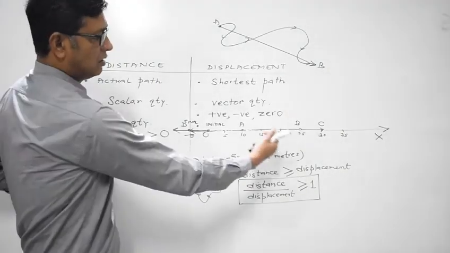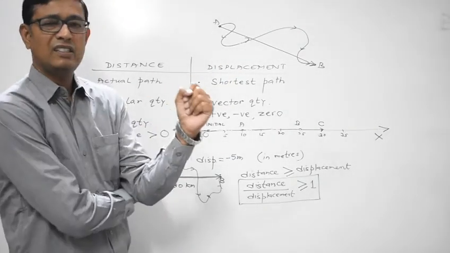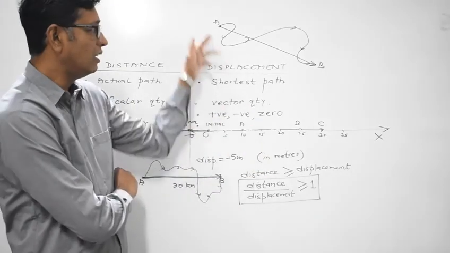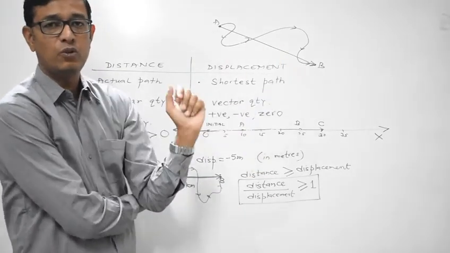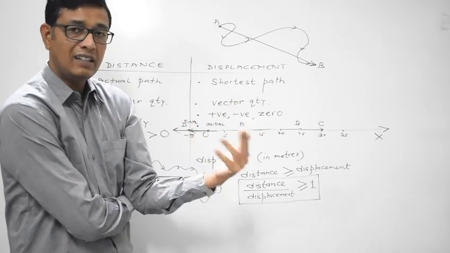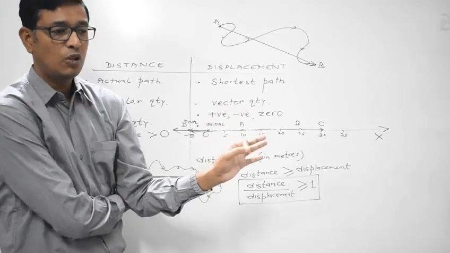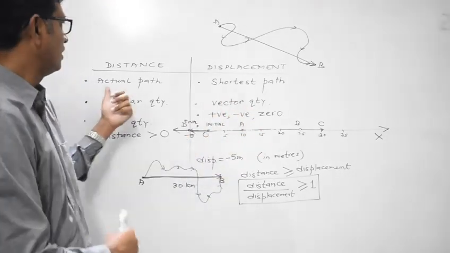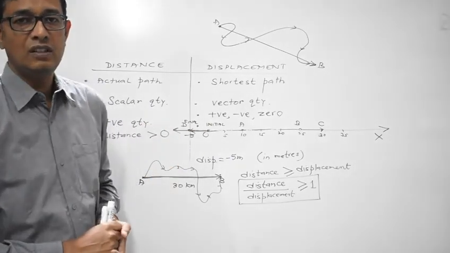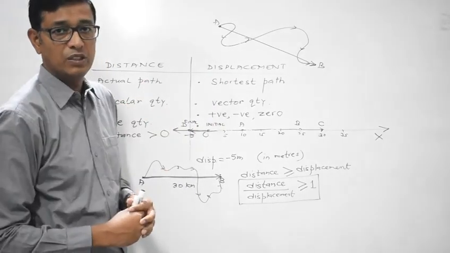There is some other difference as well. Displacement doesn't tell us about the actual path followed by the body, isn't it? It is simply the shortest distance between the two given points. So displacement does not tell us regarding the actual path covered by the body. The actual path covered by the body is given by the distance in numeral form, in magnitude only. So this is essentially the basic difference between distance and displacement.